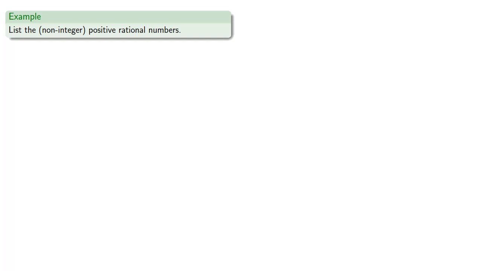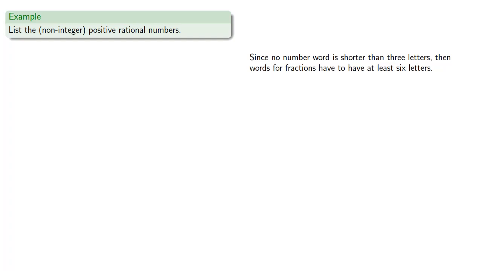And let's put in one further restriction. Let's list the non-integer positive rational numbers. That makes our spelling challenge a little bit easier. Now, since no number word is shorter than 3 letters, and we have to specify both the numerator and the denominator, then words for fractions have to have at least 6 letters. Well, none of them do, but we have 7-letter fraction words, or at least we have one, 1/2. And so that will be our first positive rational number.